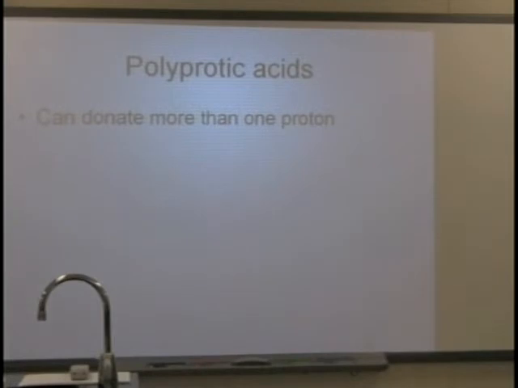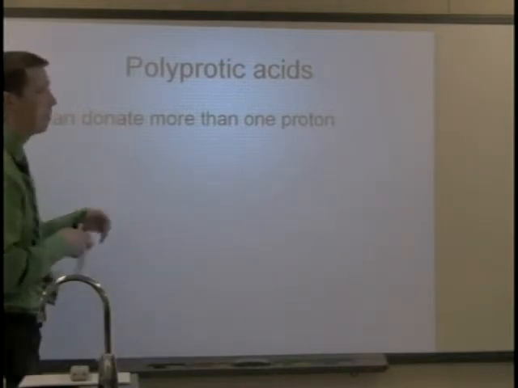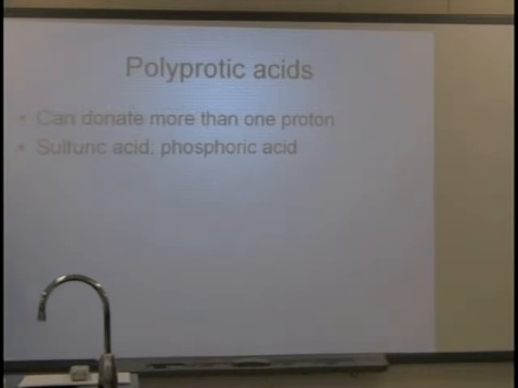The next thing we have to go over is what's referred to as polyprotic acids. Poly means more than one, protic means proton. So an acid that can donate more than one proton, or more than one H. Sulfuric acid and phosphoric acid are both good examples of this, because sulfuric acid is H2SO4. Phosphoric acid is H3PO4. So what I'll show you on the board is the sulfuric acid example of how that dissociates.